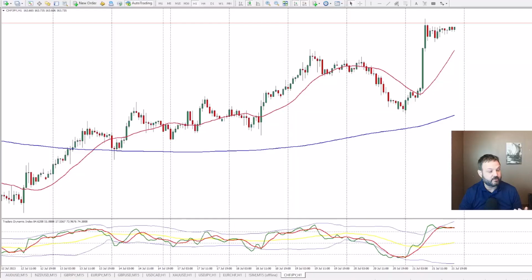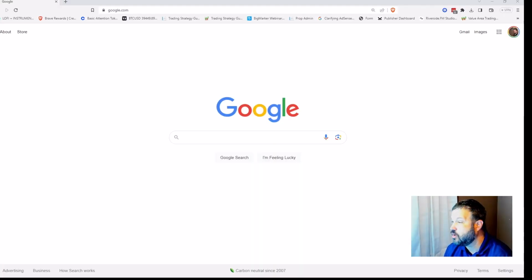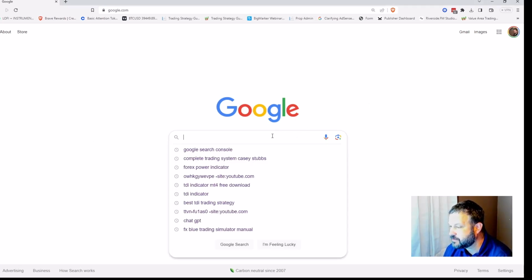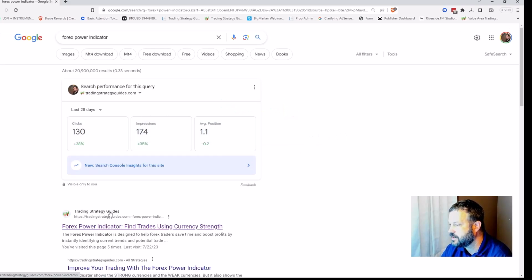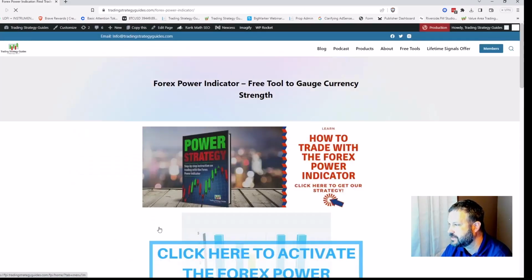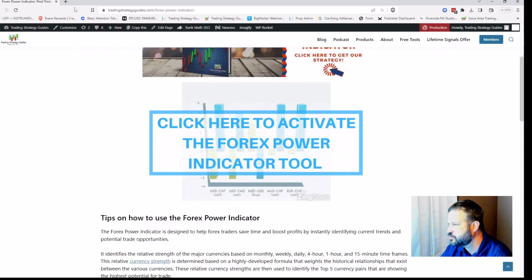So the very first thing we're going to do now is go over to Google and look for the strategy. We'll have the links in here as well, but you can do this by just searching Forex Power Indicator. If you search Forex Power Indicator right here, it will show you how to get to the tool. So that's the first tool we're going to need.